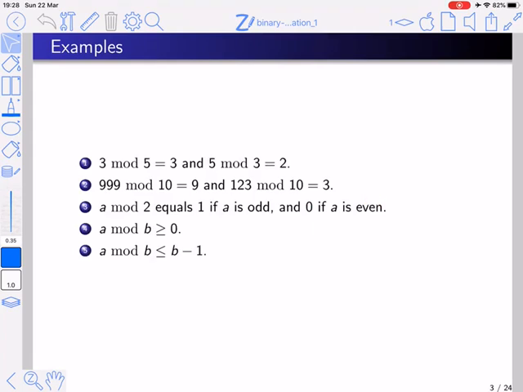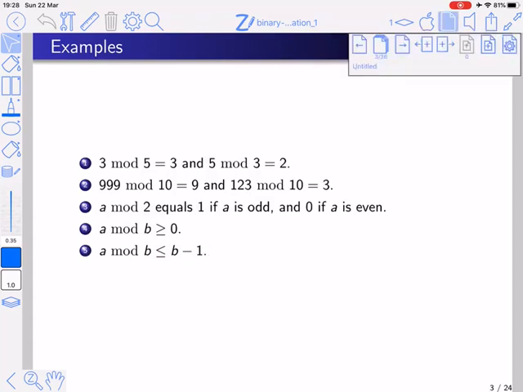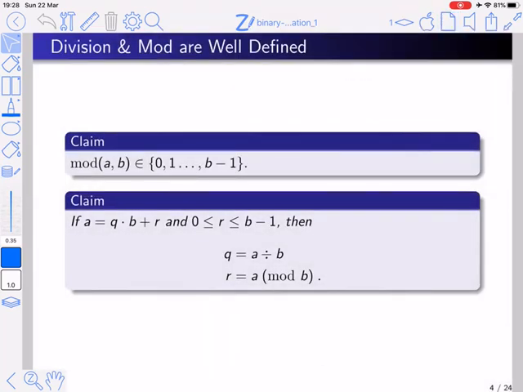Okay, we will in a second prove that the remainder is never negative, and that the remainder is strictly less than the number you're dividing by, and therefore it is less than or equal to b minus 1. So the first claim we want to prove is that the remainder, when you divide by b, is a number in the set 0, 1, 2, up to b minus 1. This is the first claim we want to show.